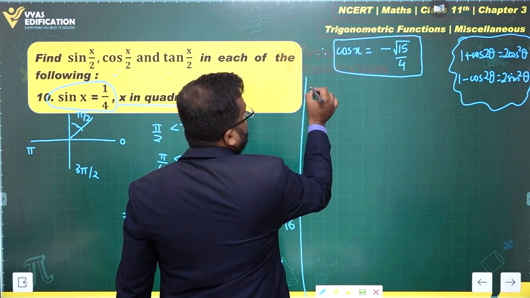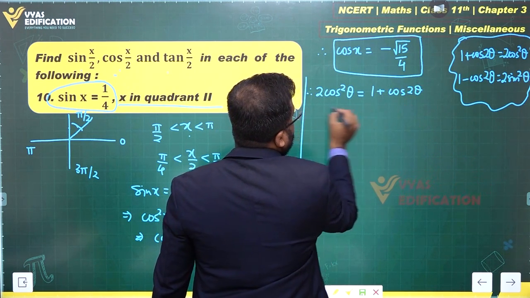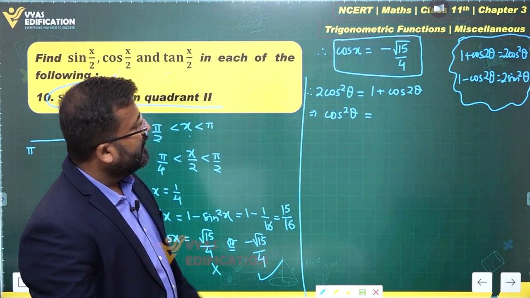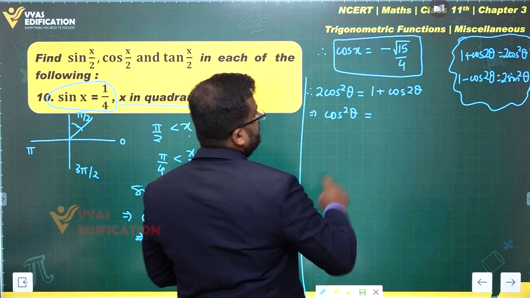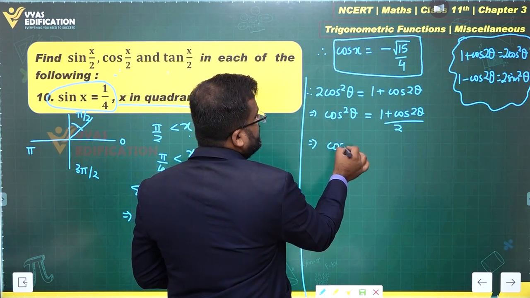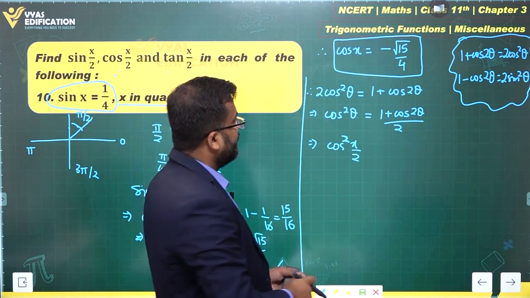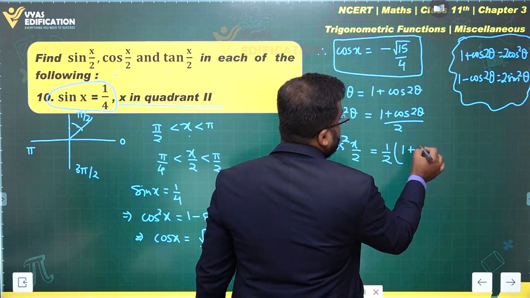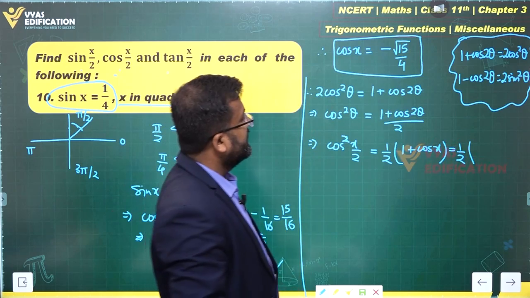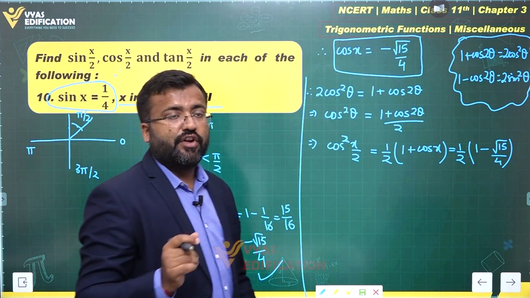So, therefore 2 cos square theta is equal to 1 plus cos 2 theta, which implies cos square theta is equal to 1 plus cos 2 theta upon 2. Implies cos square x by 2 over here. X by 2 is what you are interested in and x is what is given to us. 1 by 2 times 1 plus cos x. What is that? 1 by 2 is okay. 1 plus cos x. 1 plus this is 1 minus root 15 by 4. This is what you have, right?